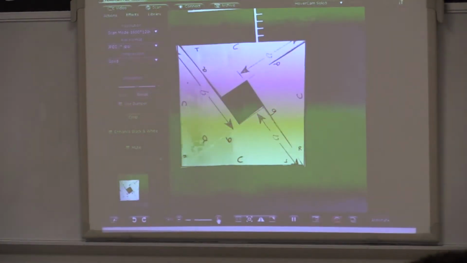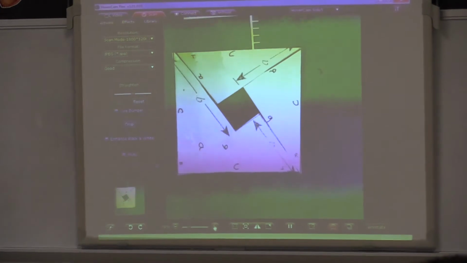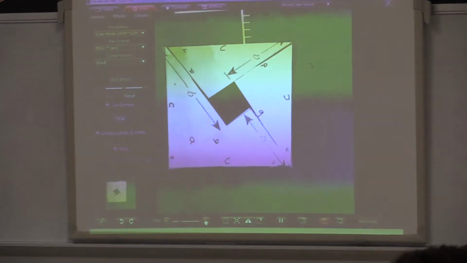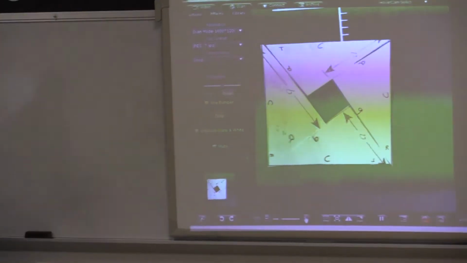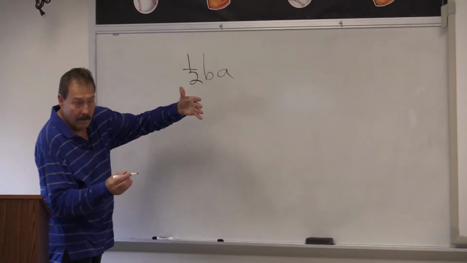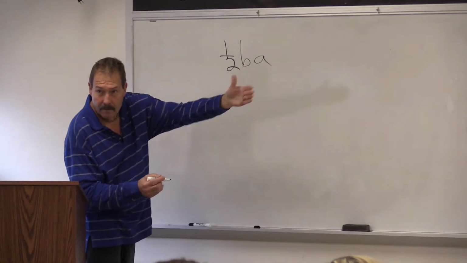So, how many triangles do I have now? 4, right? Does that make sense to everybody? 4 of these, an exact same triangle. So the total area is how many of these? How many do you see up there? That's right.